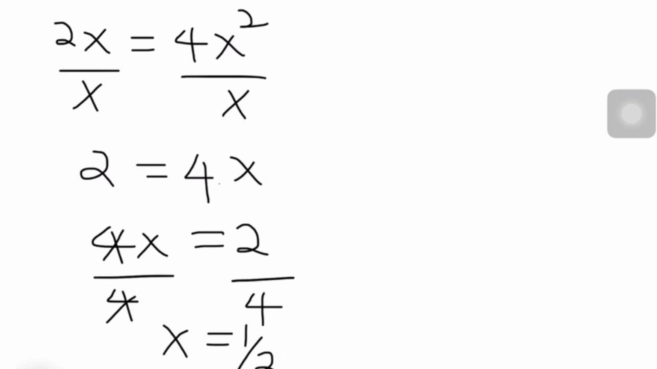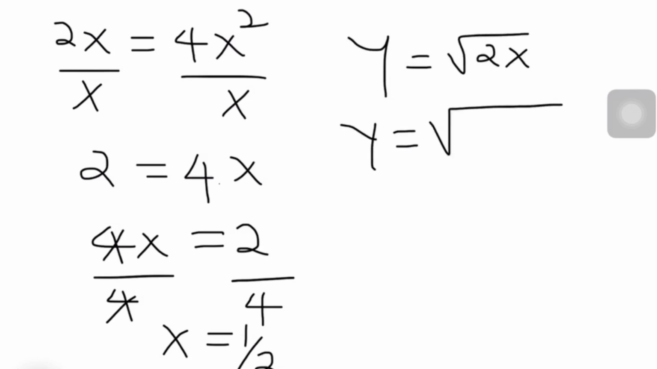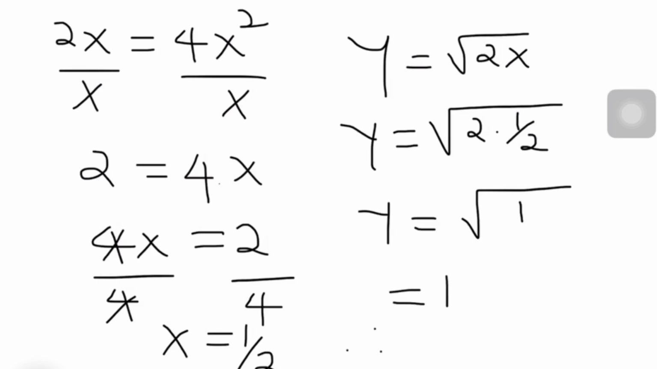Now we have the value of x, which is the same as 1 over 2. We can get the value of y, and we said our y is equal to root 2x. And therefore our y should be equal to root 2 multiplied by x, which is 1 over 2, and y is equal to the square root of 1, which is equal to 1. Therefore our x is equal to half, while y is equal to 1. And you're done with example number 2. Let's look into example number 3.